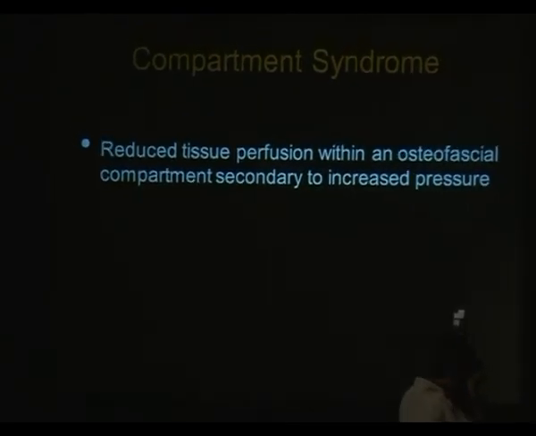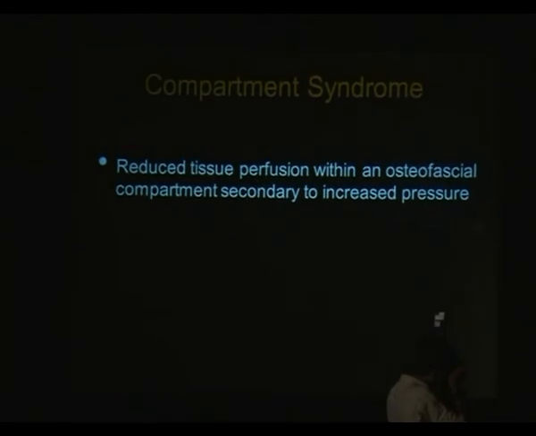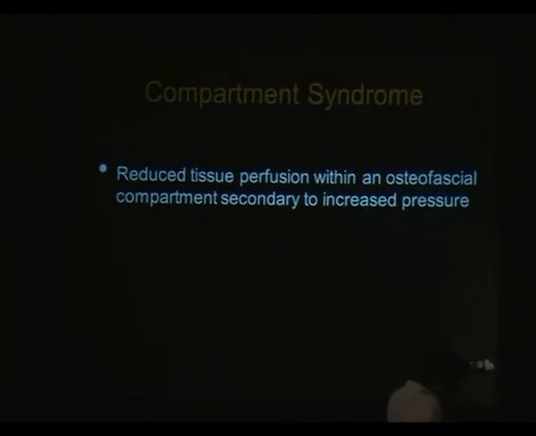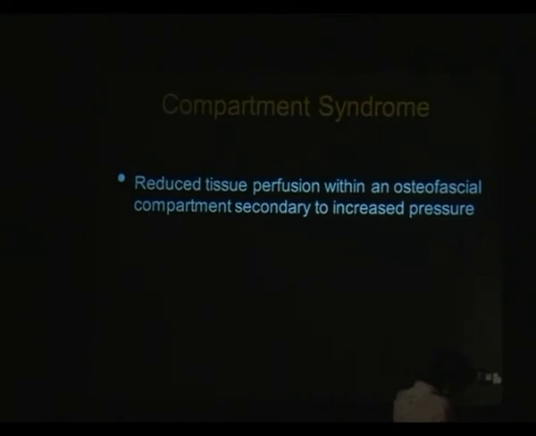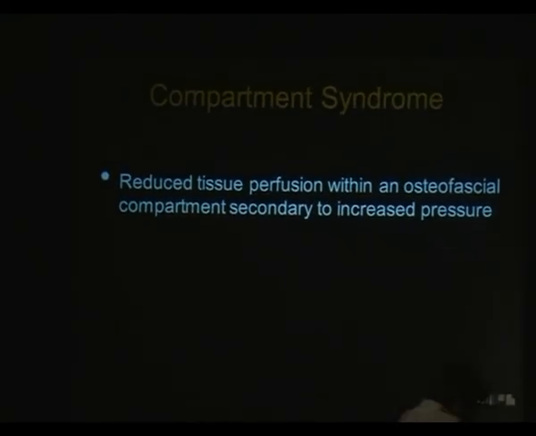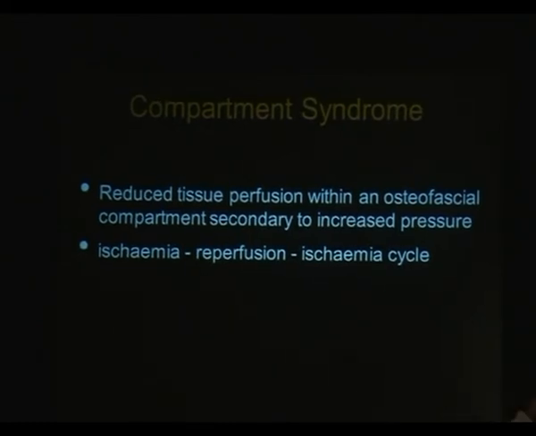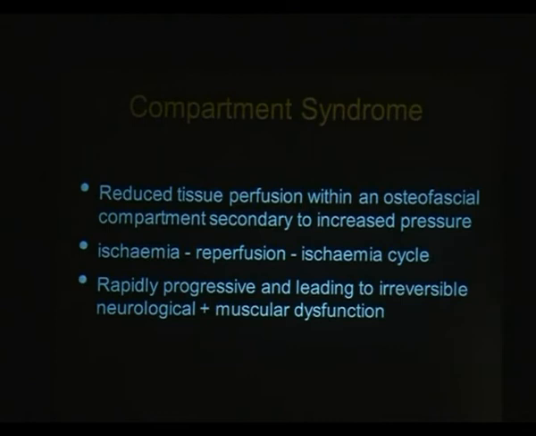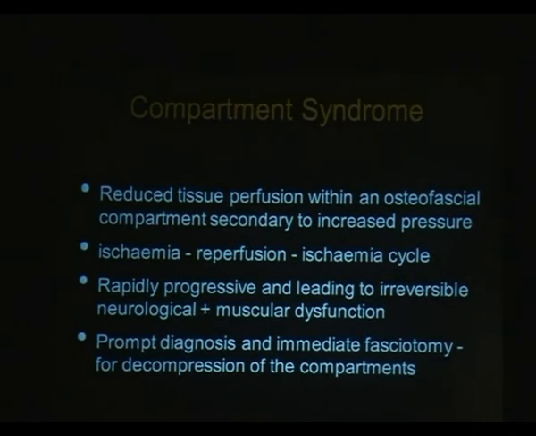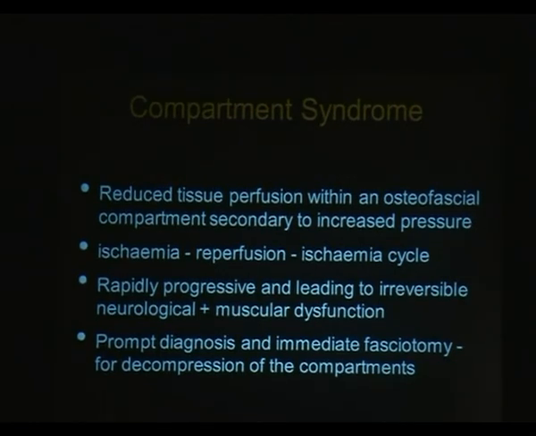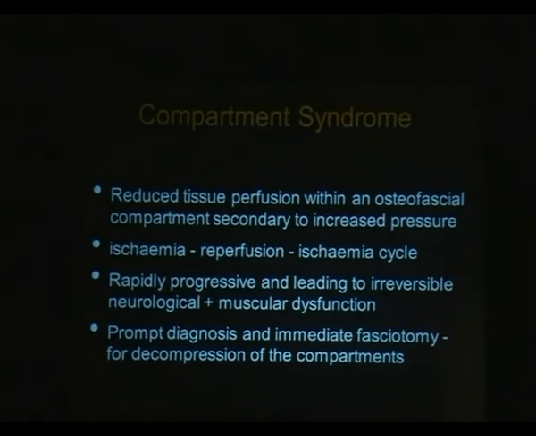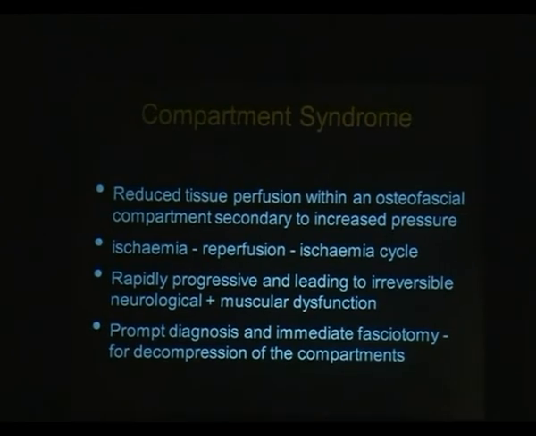So we all know just a few basics about compartment syndrome. Osteofascial compartment, tight compartment, reduced tissue perfusion as a result of either internal or external pressure. We all know all this. It triggers off an ischemia, reperfusion, ischemia cycle. And what we are worried about is this rapidly progressive and irreversible neurological and muscular dysfunction. That's what we want to avoid at all costs. The critical aspect is early diagnosis and immediate intervention by decompressing the fascial compartments. There's no debate about all this.